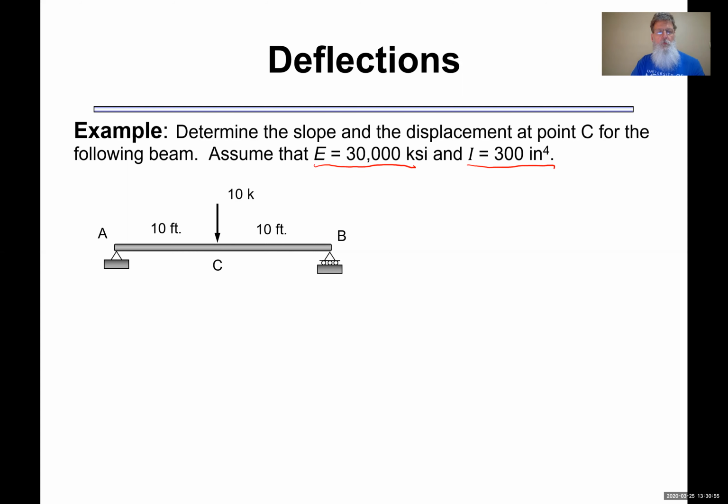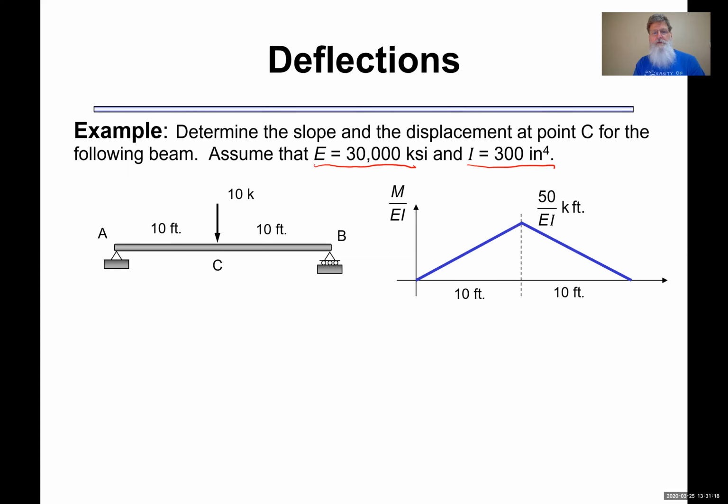Again, we're only looking for the value of slope and displacement here at the center. So remember, the first thing we need to do is find the moment diagram. Now I'm going to shortcut this a little bit. I'm sure if I gave you enough time, you would be able to come up with this moment diagram on your own, but I'll just go ahead and draw it for you. So the moment actually at the middle of the beam is 50 kip feet, and we're dividing by EI. You can see here, there's the maximum value.